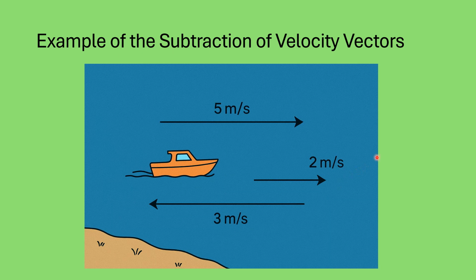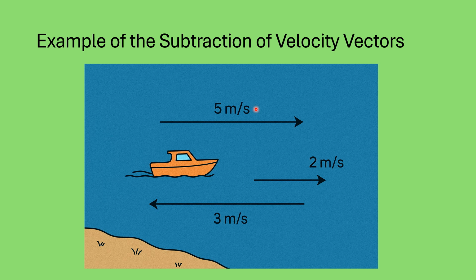Another example, this is a velocity vector. What we have here is a little boat in a river, and the river is flowing at -3 meters per second, and the boat is going in this direction, so it's going opposite the flow of the river. Now the boat's speedometer reads 5 meters per second because that's the velocity relative to the water.